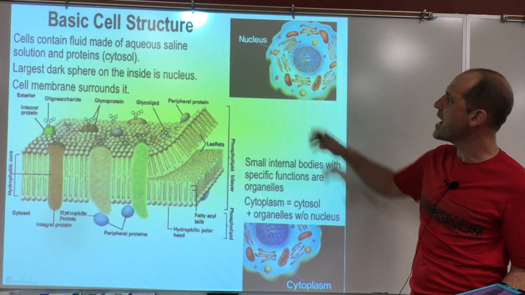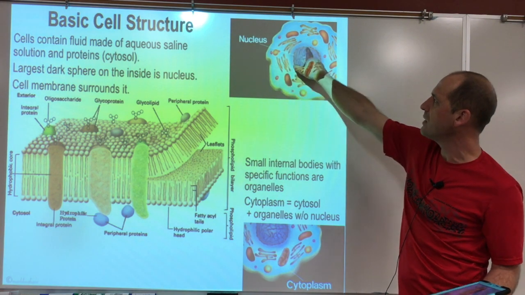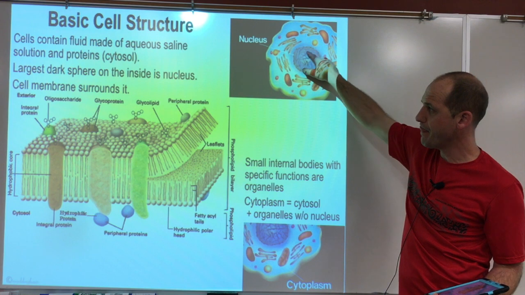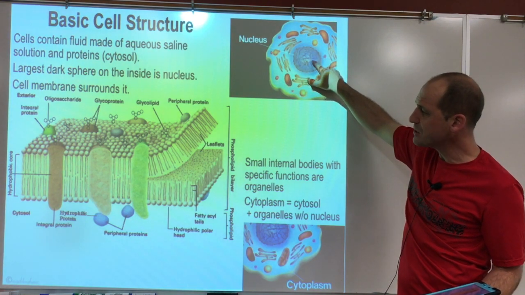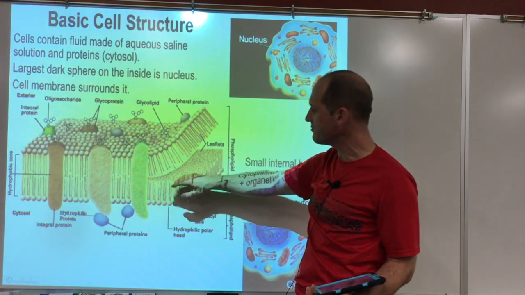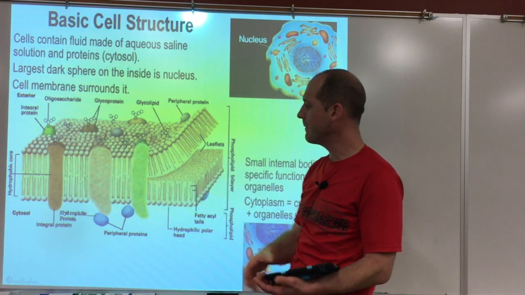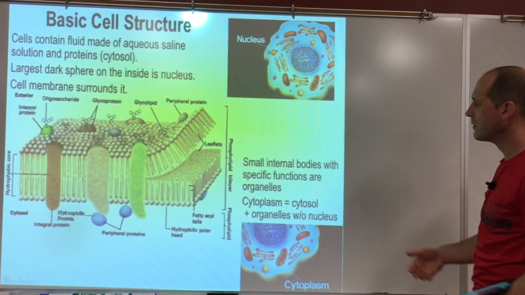And then inside the cell we have a round structure generally, that's a nucleus. And around the cell, we have this phospholipid bilayer we just talked about. There's another picture of it. That's the cell membrane.